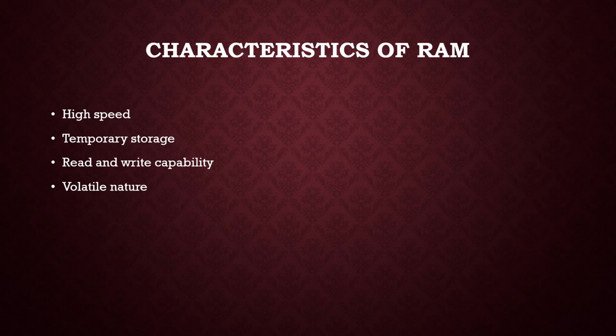So let's see the characteristics of it. The characteristics are high speed, temporary storage, read and write capabilities, and volatile nature. It has high speed access, and temporary storage, that is, memory stored temporarily. Its read and write capabilities are very high. Volatile nature means if the power is switched off, then the data collected will also get deleted. That is called volatile nature.